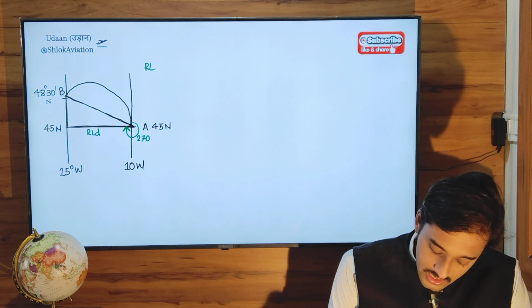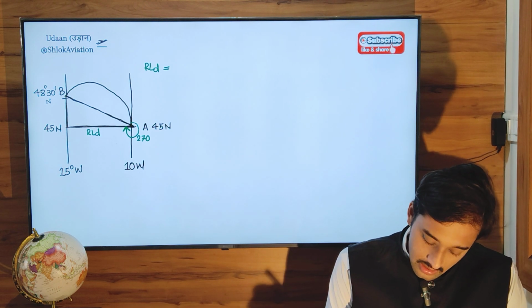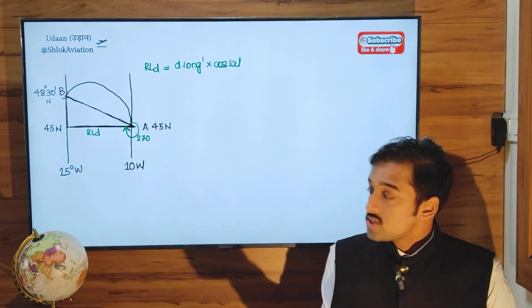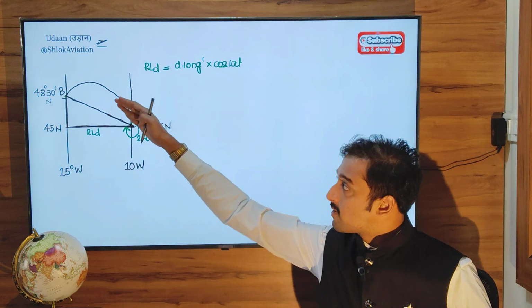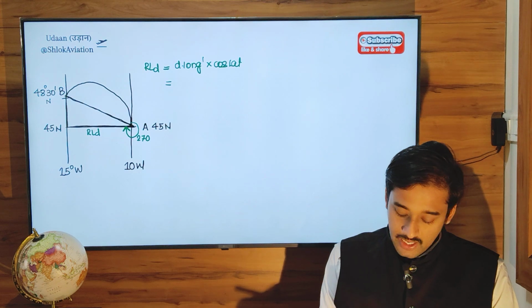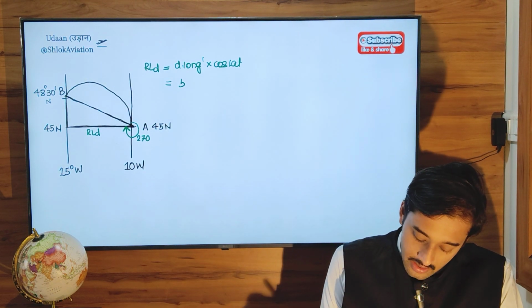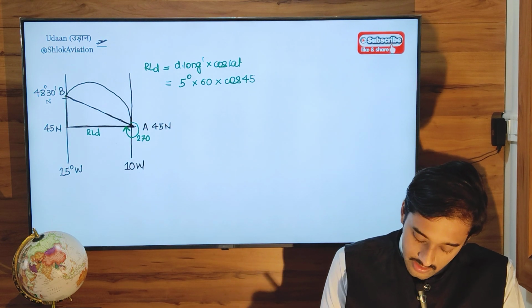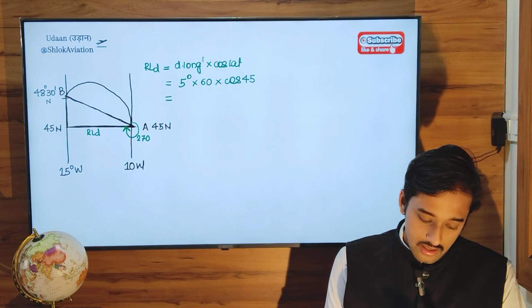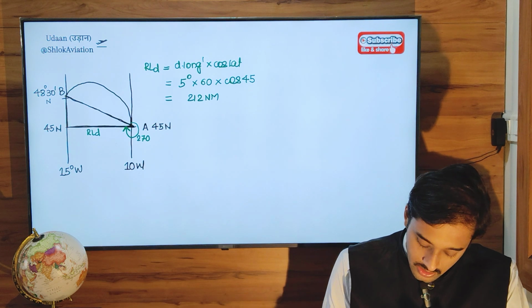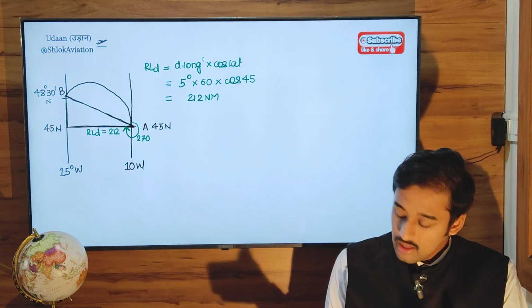So Rhumb line distance is d long in minutes into cos latitude. So the Rhumb line distance of this side of the triangle. Forget this Rhumb line and great circle. Let's focus on this triangle. So what is d long? 15 degree minus 10 degree, which is 5 degree, into 60. Convert that into minutes into cos of latitude 45. So 5 into 60 into cos 45 is 212 nautical miles. So this Rhumb line distance is 212 nautical miles.